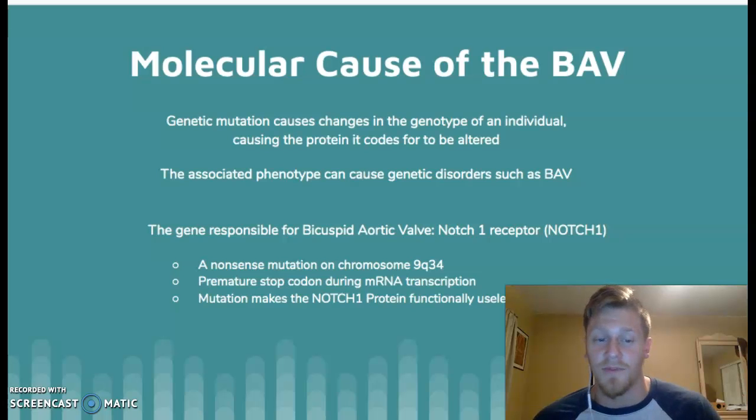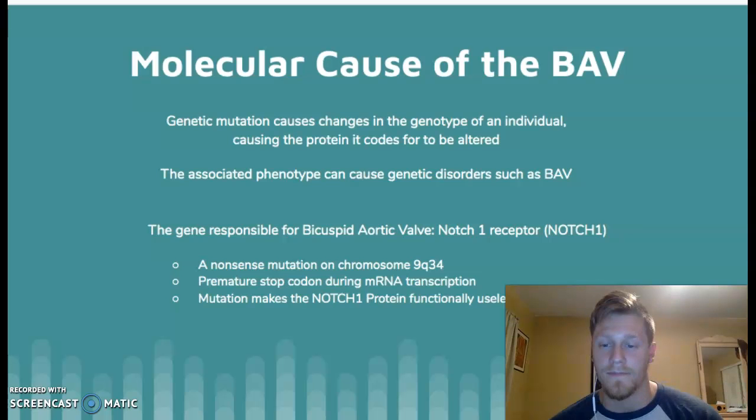Notch1 is responsible for cell fate determination, which basically means it plays a massive role in organ formation and telling cells what to become. The Notch1 protein is one of four Notch receptors. The Notch protein attaches to a ligand, which basically link up and tell cells to form in specific sites, and together they call for the formation of various tissues. A nonsense mutation at this chromosomal location will call for a premature stop codon during mRNA transcription, and it will result in the protein not being fully formed and functionally useless.